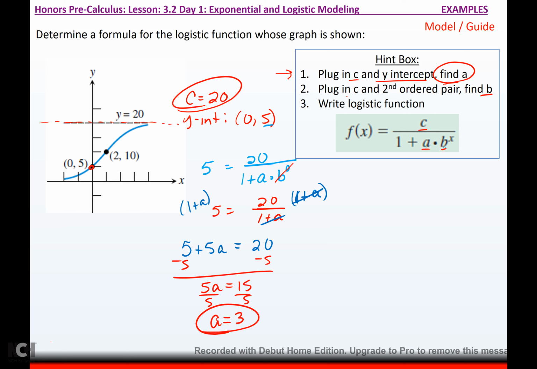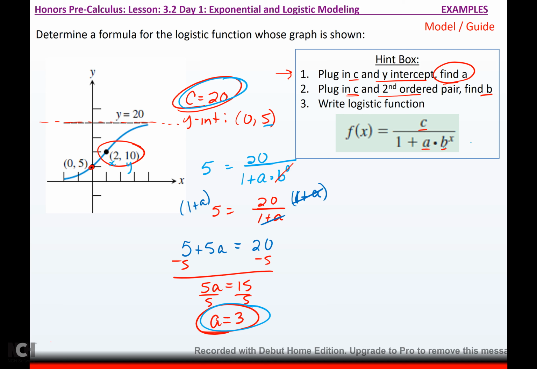To find b, it says plug in the c again, and the second ordered pair. So you see this second ordered pair that they gave me? I'm going to plug 2 in for x, 10 in for y, 20 in for c, 3 in for a, and then I'll know everything except for b, and I can solve it for b.